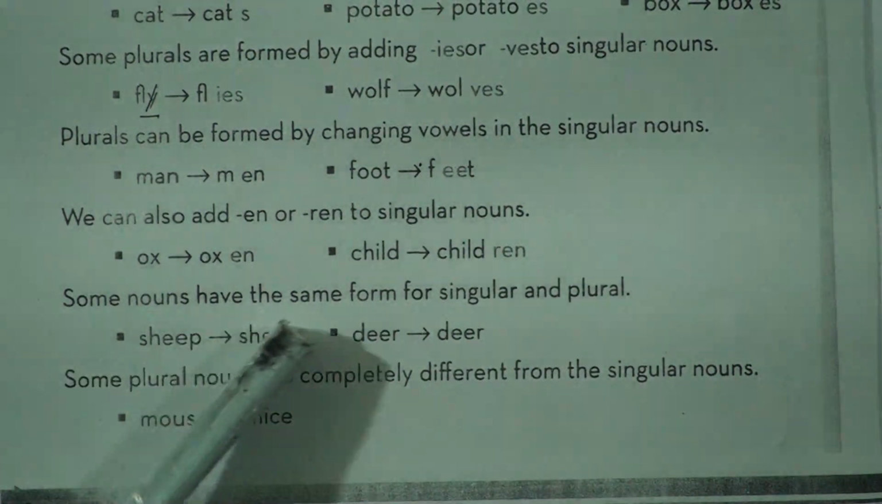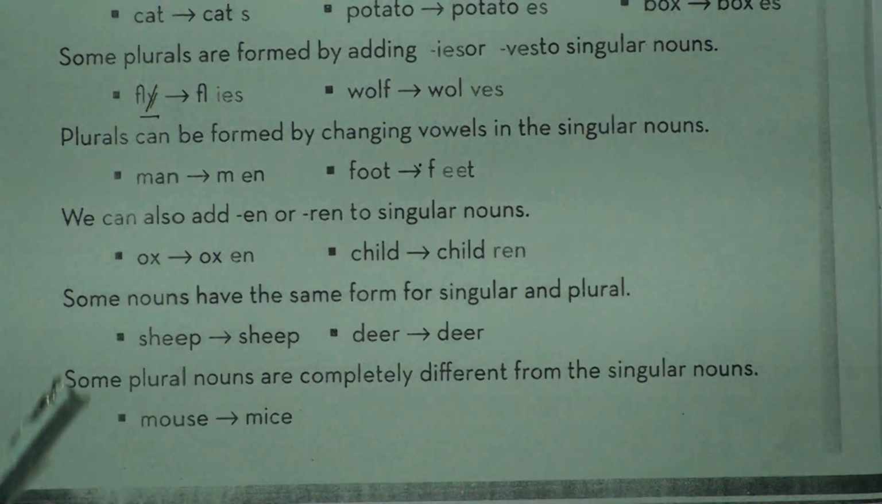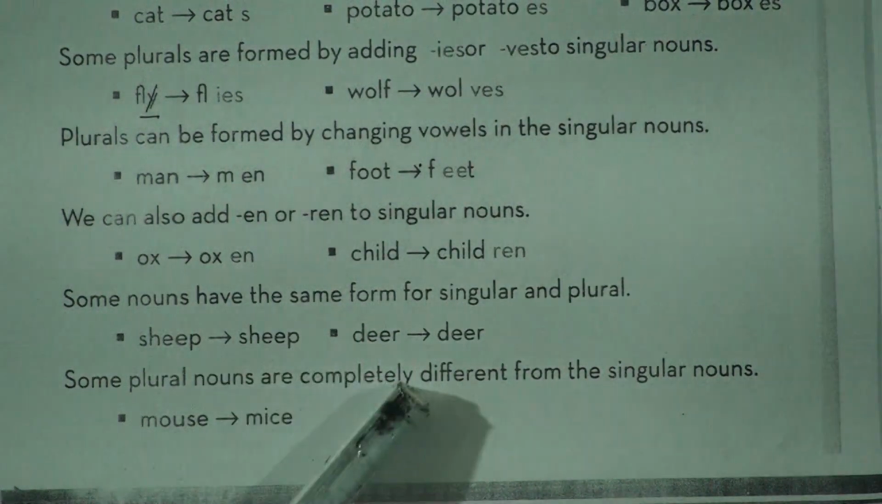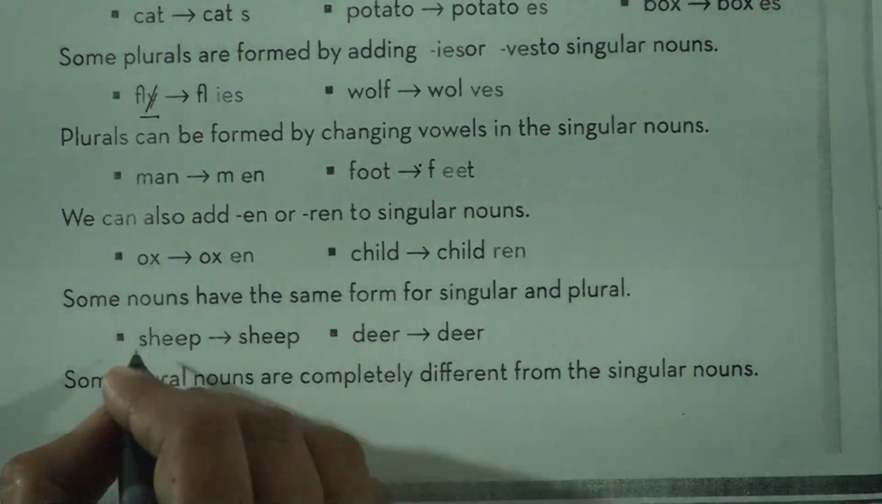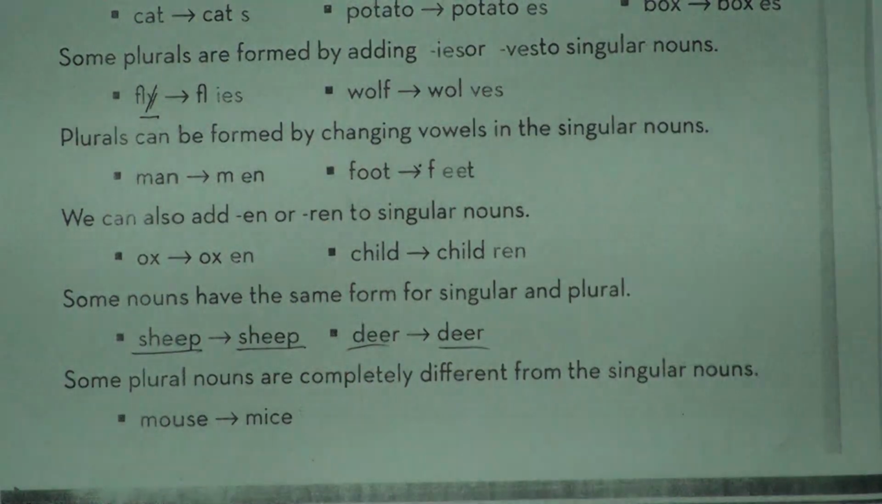Some nouns have the same form in singular and plural. Now look at these words, like sheep, sheep, deer, deer. Both of them are the same. Now look, there is no change. That means the singular form and the plural form are the same.